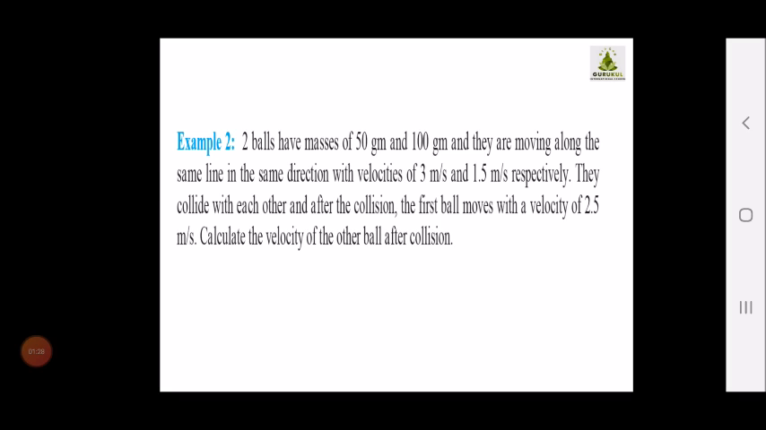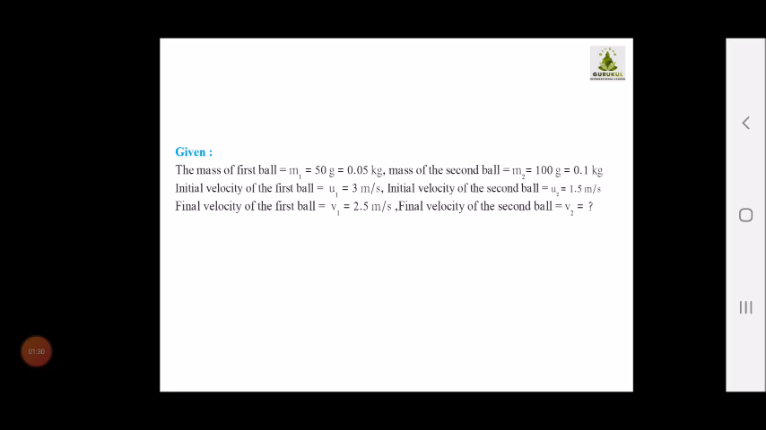So here you have to apply the formula which you have studied in the previous videos. So first, what is the given section? The mass of the first ball, m1, is equal to 50 gram, that is equal to 0.05 kilogram. I have already told you when I was teaching previously, you have to consider whatever units they have given, either in the CGS or in the SI system. So the mass of the first ball is 0.05 kilogram, and the mass of the second ball will be 0.1 kilogram.